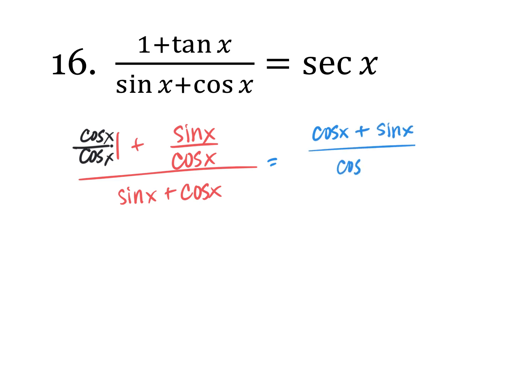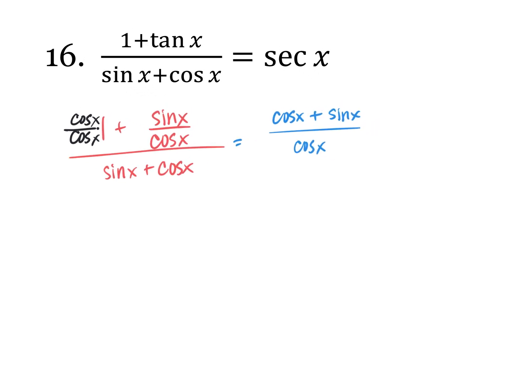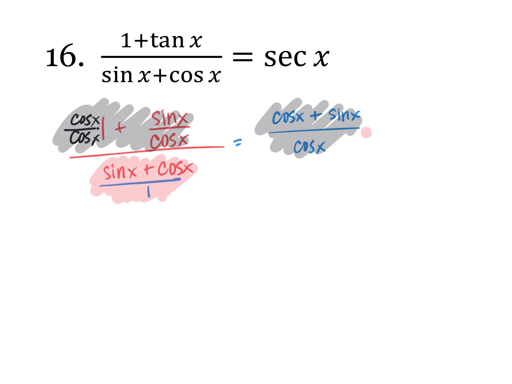Over cosine. You guys, I'm going to have you save yourself some ink, some lead of your pencil. You guys agree this is that, yeah? Dividing by this guy is the same as multiplying by its what? Reciprocal. I like to put these things over 1 to help me see that reciprocal. What is the reciprocal of sine plus cosine over 1? 1 over sine plus cosine.